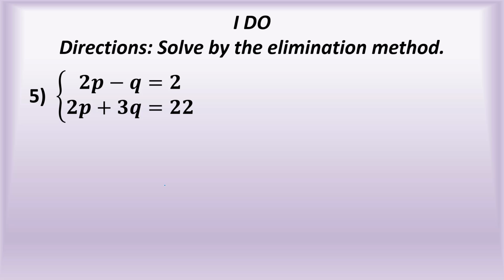All right, back to I do. Solve by elimination. Here I see I have a 2p and I have a 2p. Well, I would probably want to multiply by a -1. That's going to give me a -2p plus q equals -2, and I'm going to combine these two equations. The p's will cancel out. q plus q is 4q equals 20. Divide by 4, and q is equal to 5.